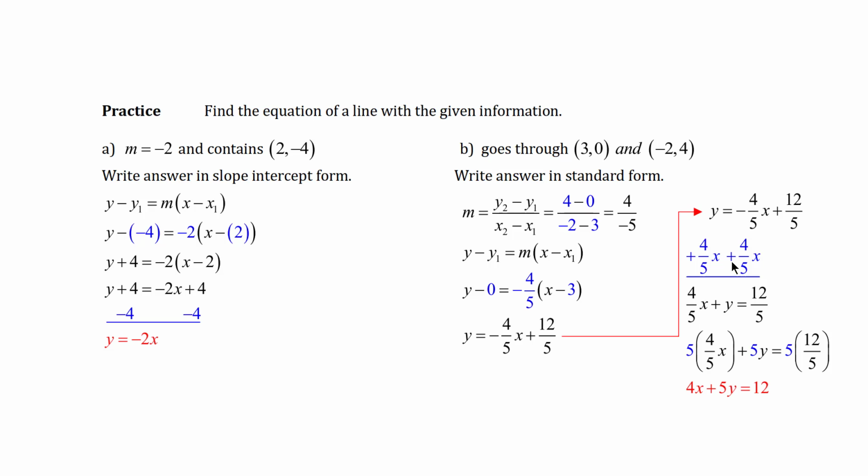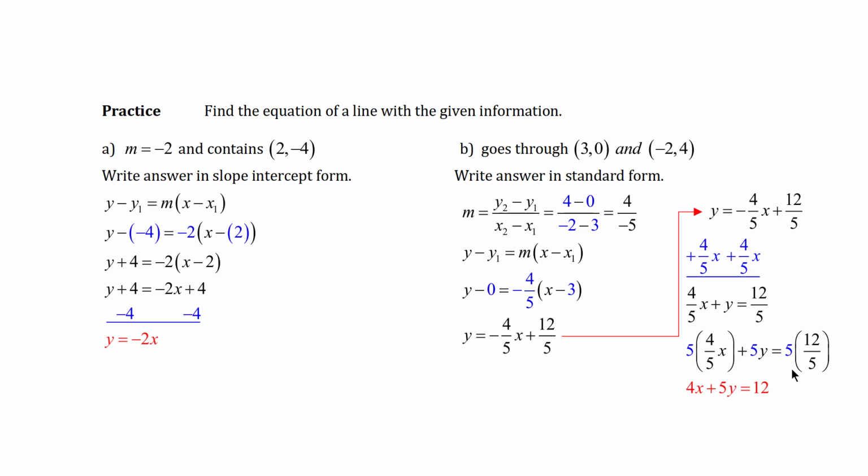So we just add 4 over 5x to both sides of the equation. After simplifying, we get 4 over 5x plus y equals 12 over 5. From here, we get rid of the fractions by multiplying all of the terms by the LCD, which is 5. So we get 5 times 4 over 5x plus 5 times y equals 5 times 12 over 5.